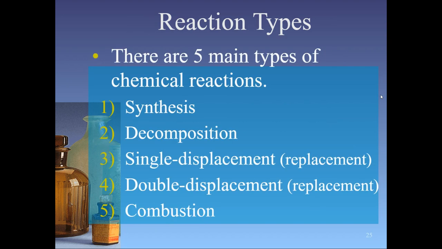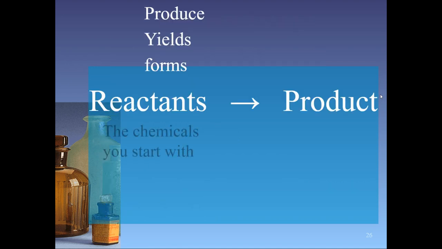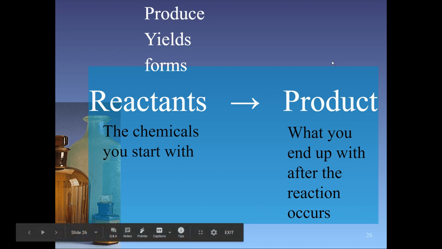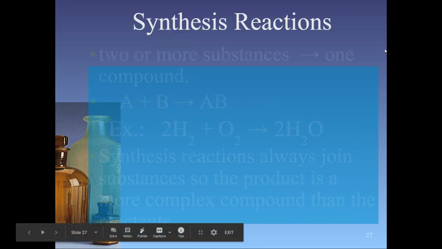All right, so there are 5 main reaction types in chemical reactions. You have synthesis, decomposition, single displacement, double displacement, and combustion. Notice after the displacement, you also see replacement. Some books or textbooks call it single replacement or double replacement. You'll see some put it as displacement. Both are correct. Displacement and replacement are used interchangeably. All right, so keep in mind what a chemical reaction is, as far as the equation goes.